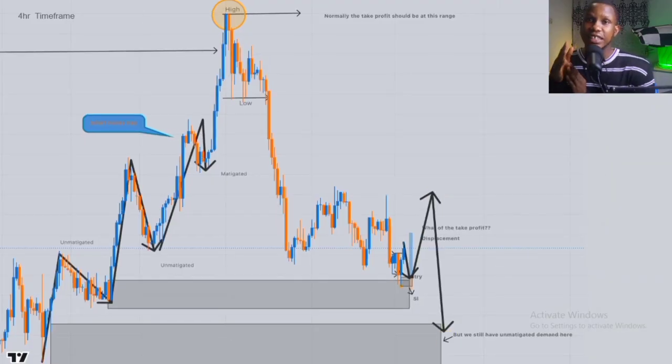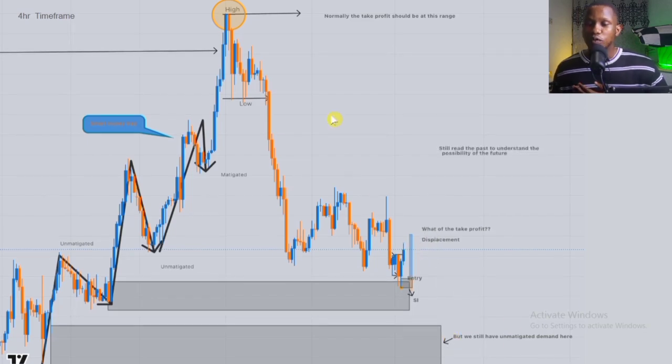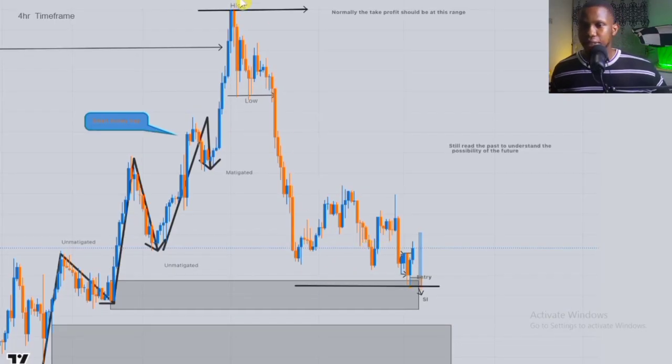Can you see? This is exactly what multi-time frame analysis helps you do. It allows you to see the bigger picture. So how are we going to take our profits using this now? The market is telling us here now. Since we know that here can be retested, what we'll do is still read the past to understand the future. Can you see that from this high to this low here now?